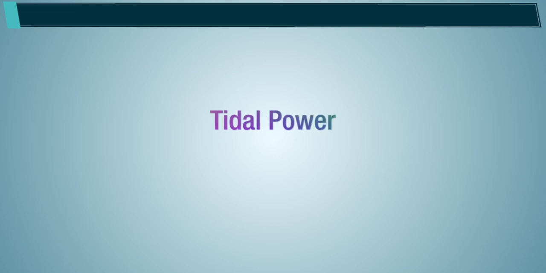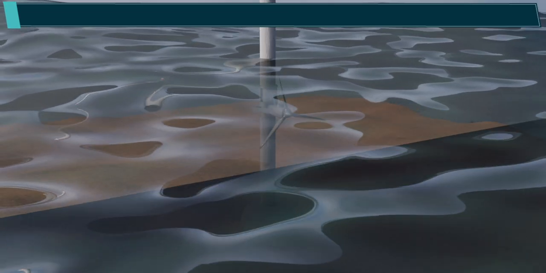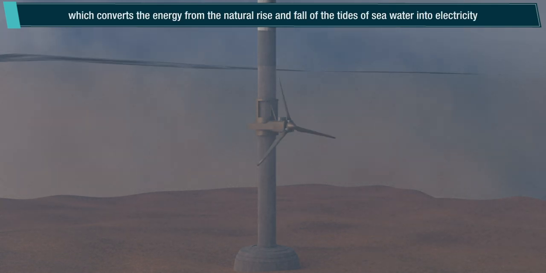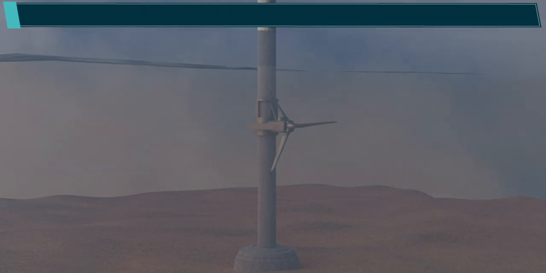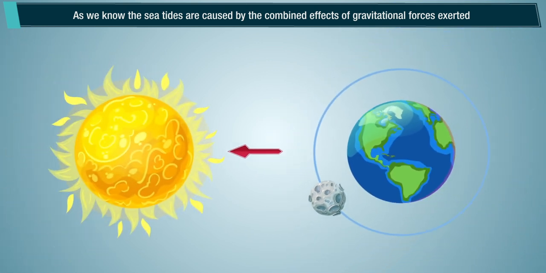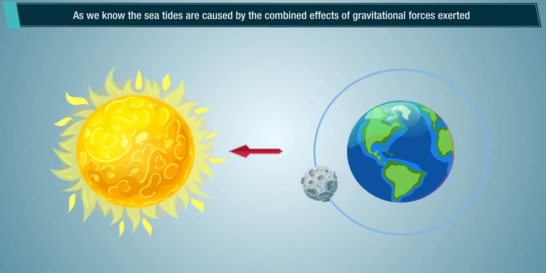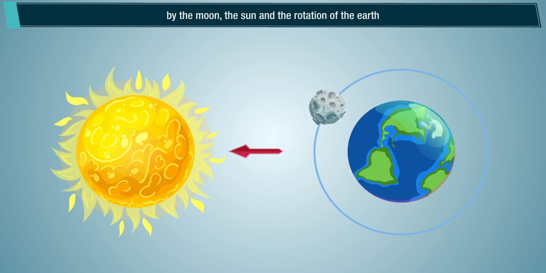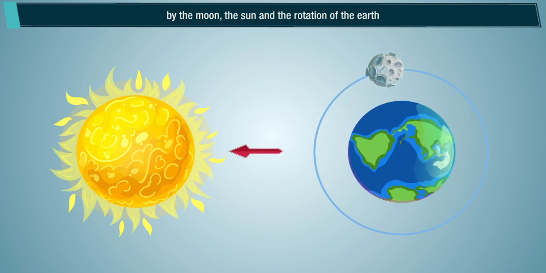Tidal power. Tidal power is the form of hydropower generation which converts the energy from the natural rise and fall of the tides of seawater into electricity. As we know, the sea tides are caused by the combined effects of gravitational forces exerted by the moon, the sun, and the rotation of the earth.